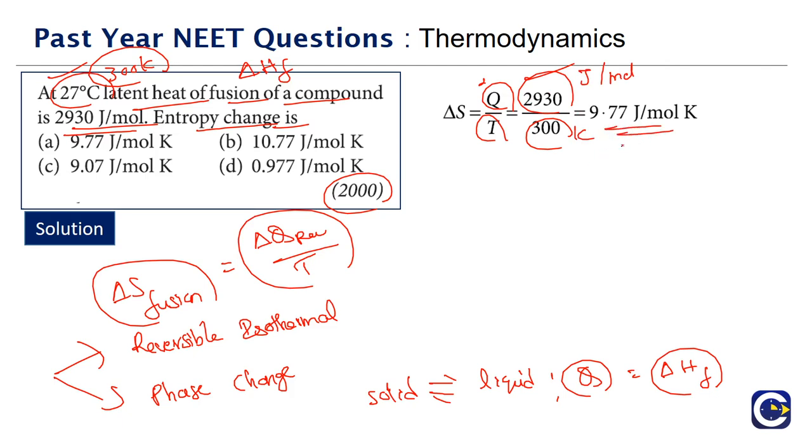So 2930 by 300 will be less than 10, because 3000 by 300 will be 10. So we are not even required to really do the final step of calculation. The moment you see it, 2930 by 300 should be slightly less than 10. The only option that will suit is 9.77. What will be the unit? Joule per mole per Kelvin. Correct answer is option A.